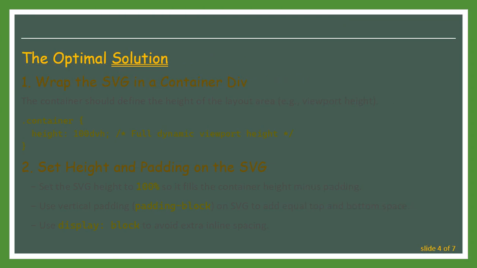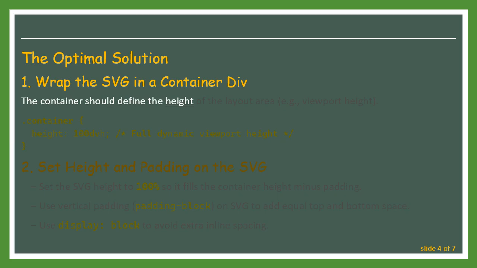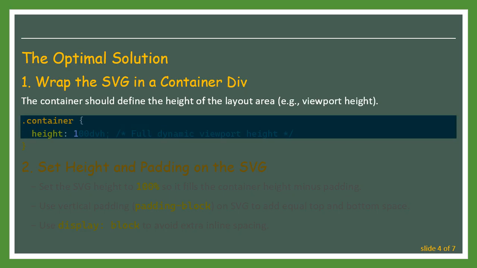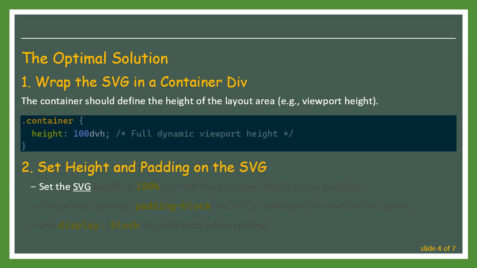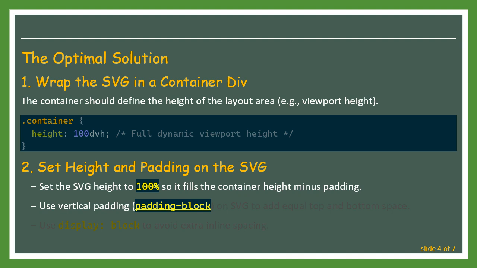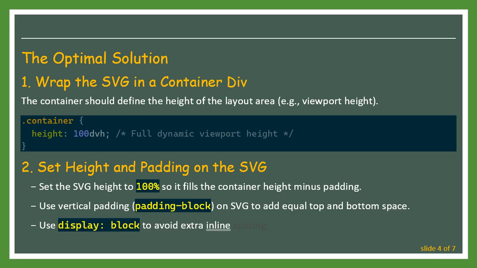The optimal solution. 1. Wrap the SVG in a container div. The container should define the height of the layout area, for example, viewport height. 2. Set height and padding on the SVG. Set the SVG height to 100% so it fills the container height minus padding. Use vertical padding, padding-block, on the SVG to add equal top and bottom space. Use display: block to avoid extra inline spacing.